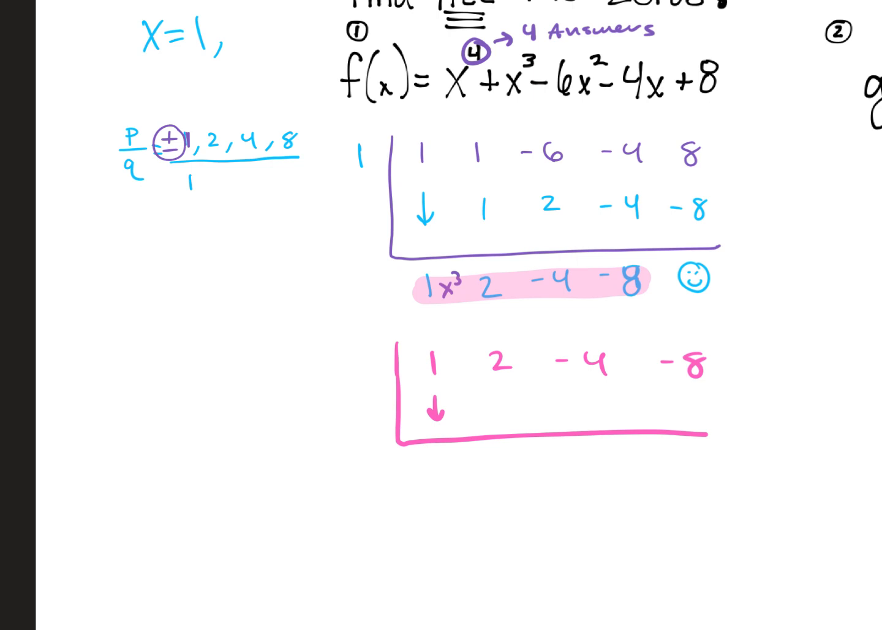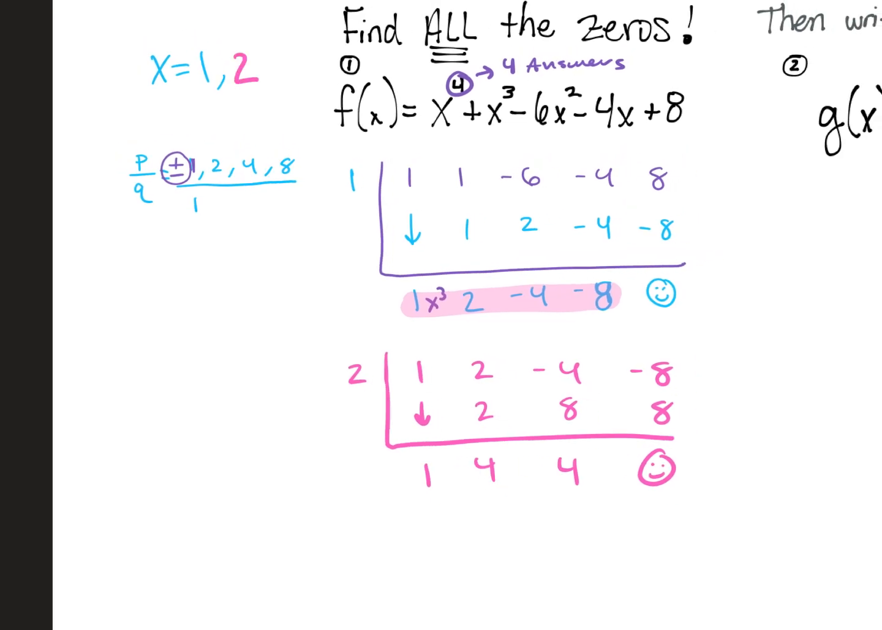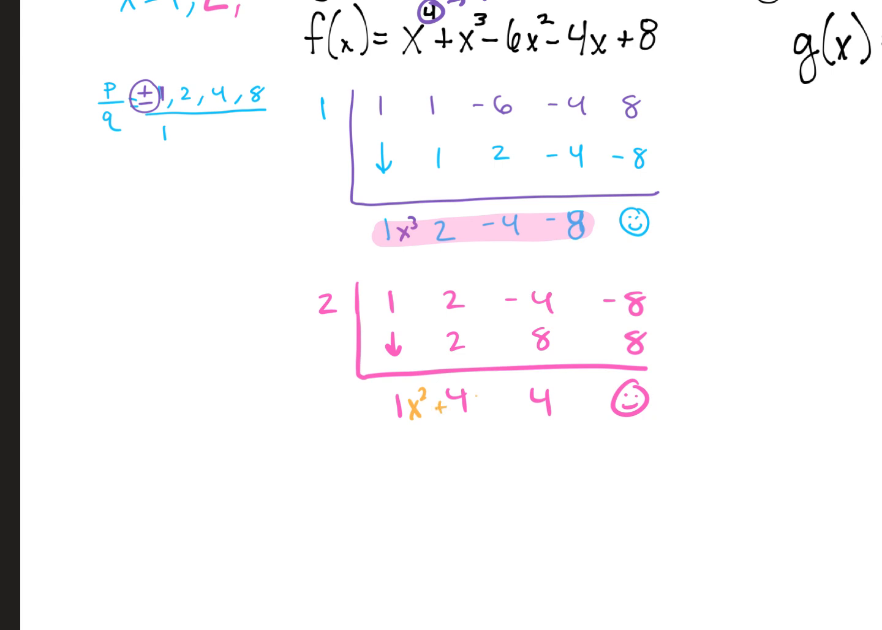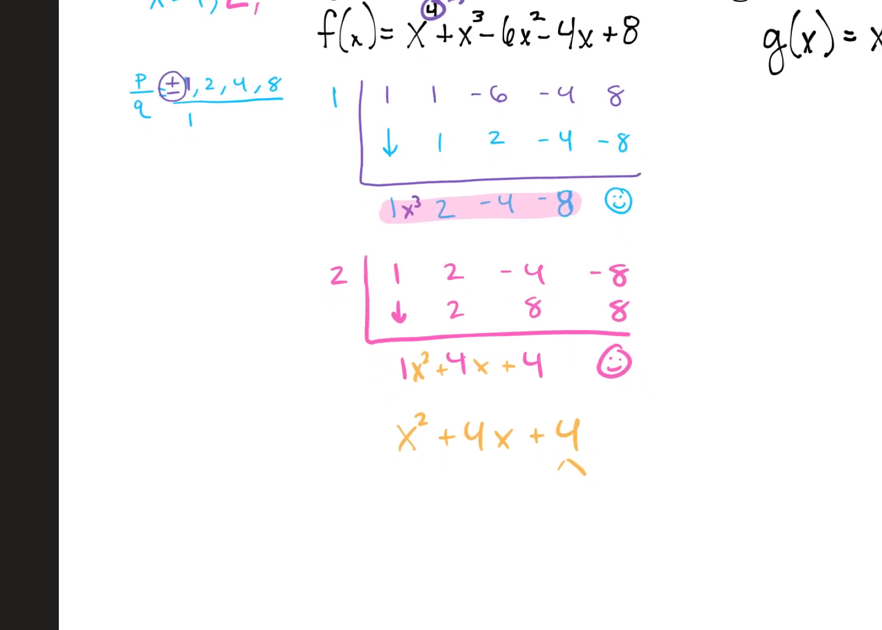Let's try something else. Sure, let's try 2. Multiply, add, multiply, we get 8, add 4, multiply, 8, add. Does 2 work? Yes, so x is also equal to 2. So I'm going to add that to my list. From here, this will be an x squared plus 4x plus 4. So I can try to factor this. X squared plus 4x plus 4. Do we have two factors of 4 that add to 4? What are they? 2 and 2. So x plus 2 and x plus 2.